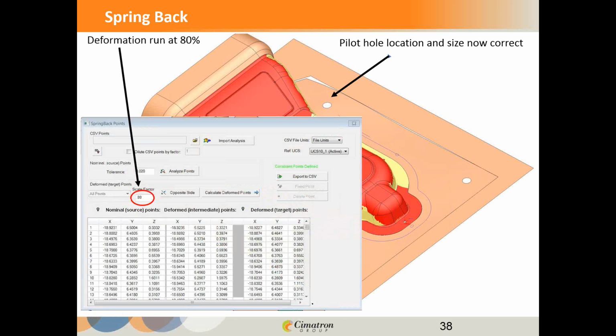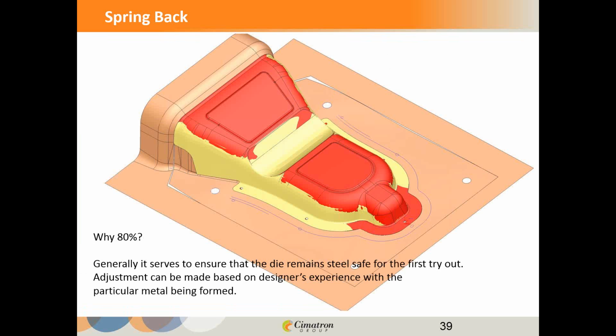So here this time, now having put the pilot hole in and looked at the result, I've changed the simulation again. This time, instead of using 100% of the expected springback, I'm only using 80%. Now this is just a general guideline rule. You can work with it that way if you want. You don't have to. Why 80%?